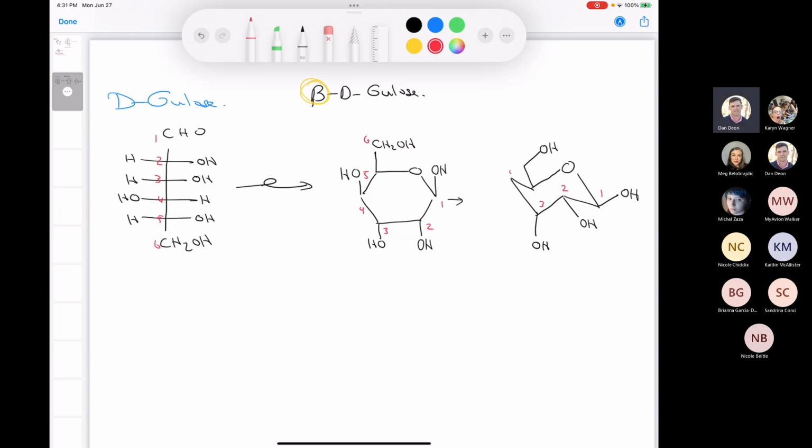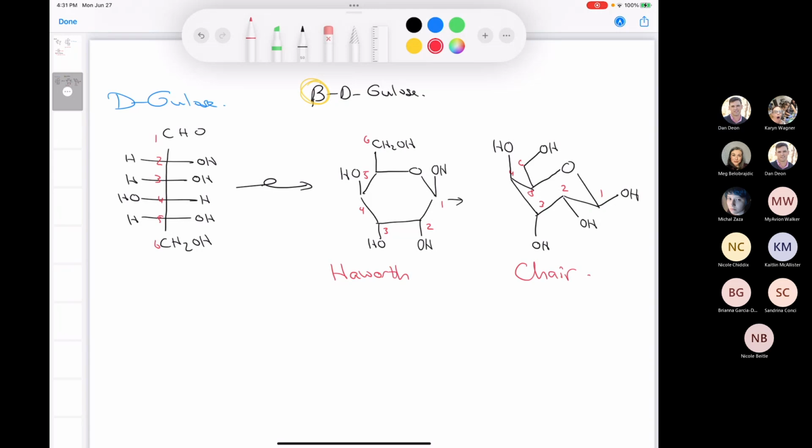2, 3, 4, 5, 6. On carbon 4, it's pointing up, so it's going to be up and axial, like that. And just like that, we drew the chair form. So again, this is called the Haworth projection or Hayworth, depending on who you ask. And this is the chair form.